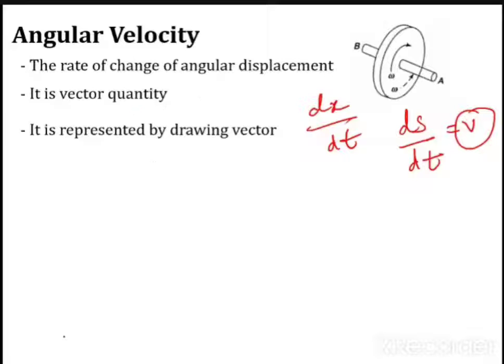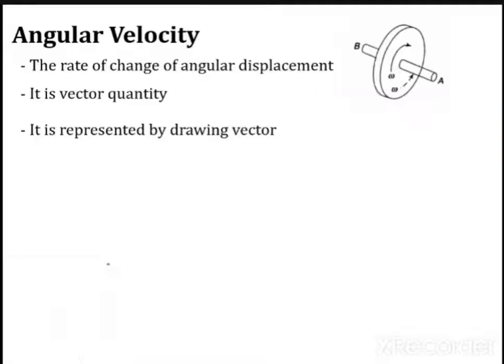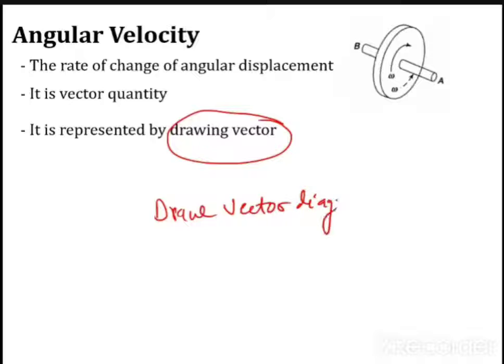Again, it is a vector quantity. Okay. It is a vector quantity means what? It is represented by drawing a vector. Now, in the gyroscopic concept, this is very, very important. Today, in this first 1 or 2 slides, we will understand how to draw a vector diagram. Okay, because to solve the problems, to understand the concept of gyroscopic couple, it is very, very important that you should be able to draw a vector diagram. You should be able to draw a vector diagram. Okay. And how can you draw a vector diagram?